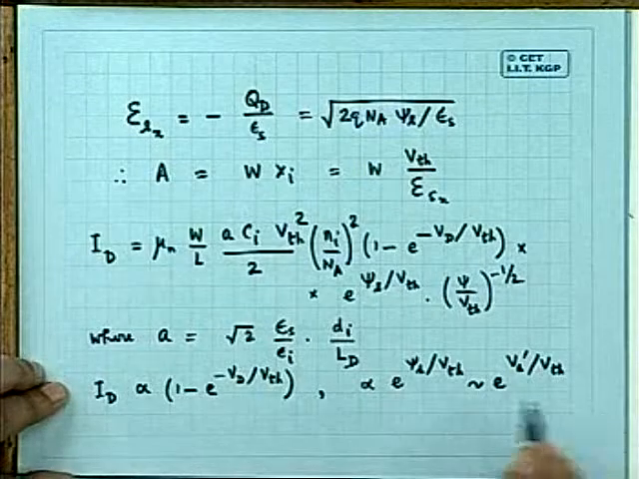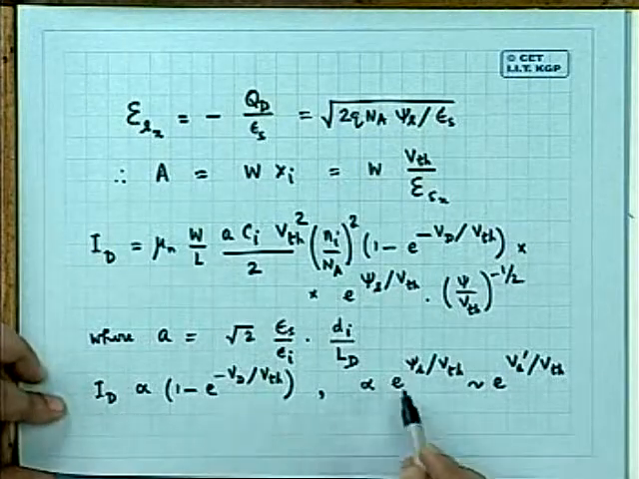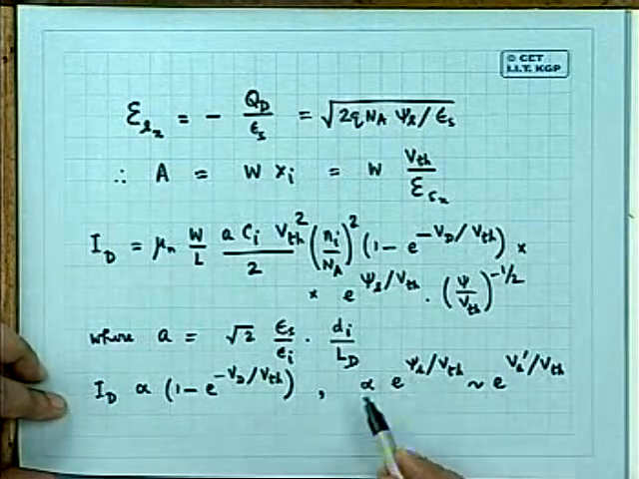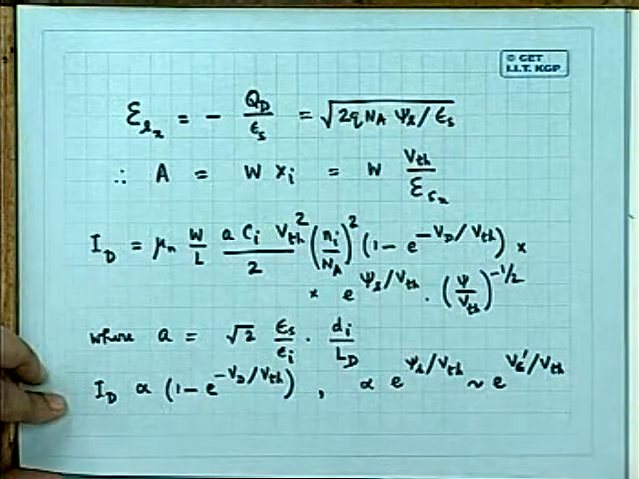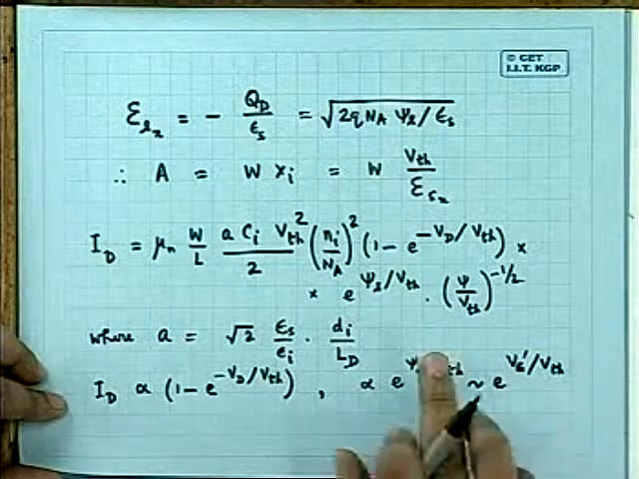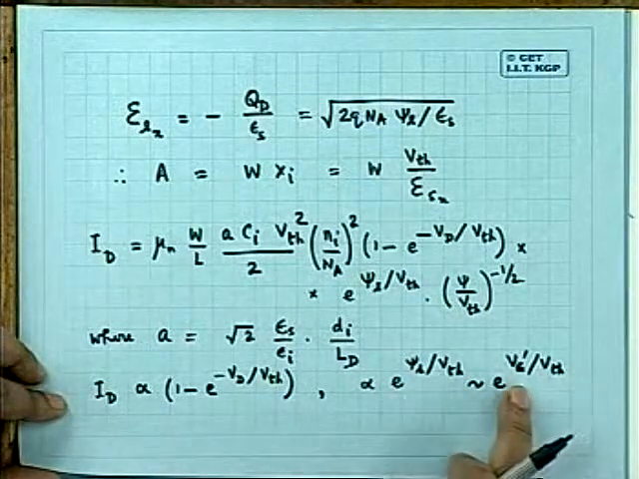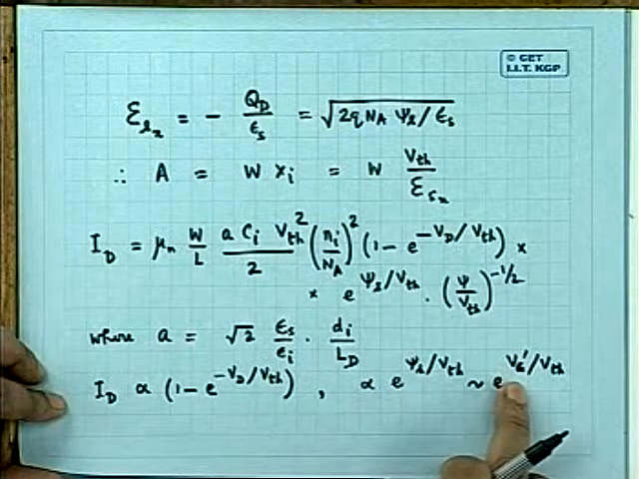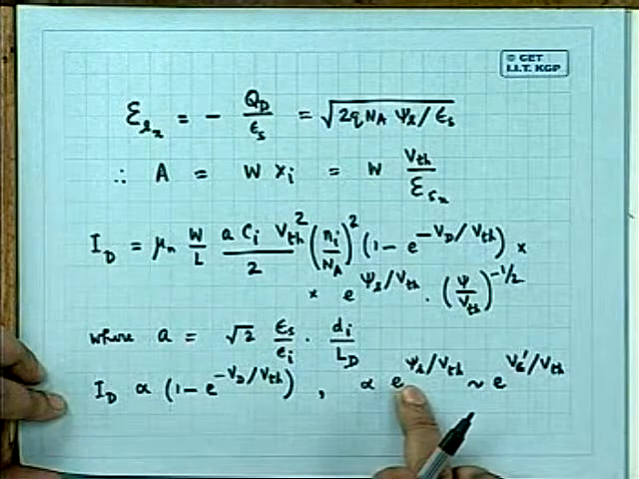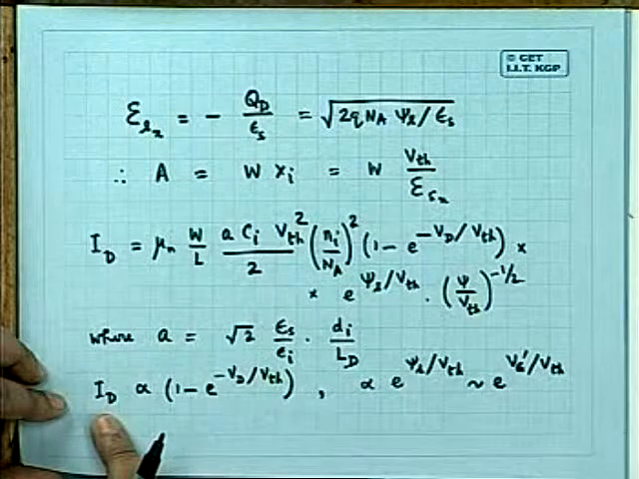Not exactly. We can say that if ID varies exponentially with psi s, it will also roughly vary exponentially with the applied gate bias. Not exactly, but we can easily find the relationship between Vg dash and psi s. For each Vg dash, you can compute what is the psi s, therefore you can compute ID.